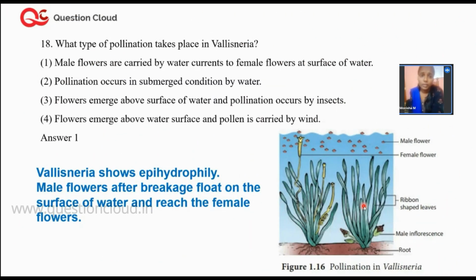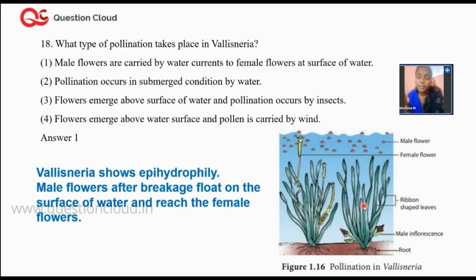Next, for 18th question, what type of pollination takes place in Valsinaria? Okay, so Valsinaria, anybody knows what is a Valsinaria? Is it a terrestrial plant or is it an aquatic plant? Aquatic plant. It's an aquatic plant. Very good. So whenever you have pollination by water, what do you call that as? Anybody? Pollination in water. There are different types of phyllis, right? If you remember. Yeah. Hydrophily. Excellent, very good. It's called as hydrophily.